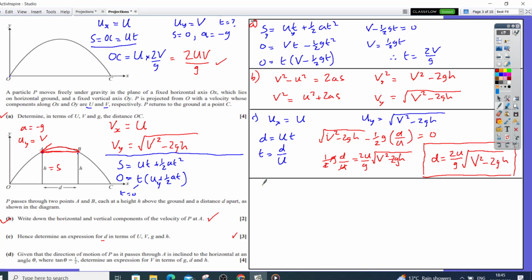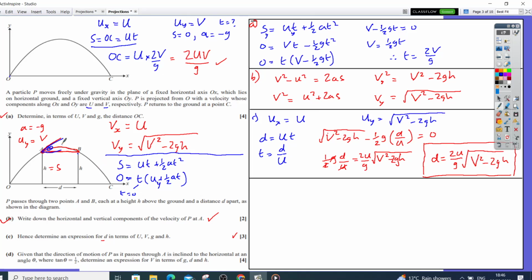And let's do the last part. So it goes here: given that the direction of motion of P as it passes through A is inclined to the horizontal at angle theta, where tan theta is a half, determine an expression for v in terms of g, d and h. So if we look at here, what it's telling me, actually I'm going to change the color here. So you've got this projection here going that way.